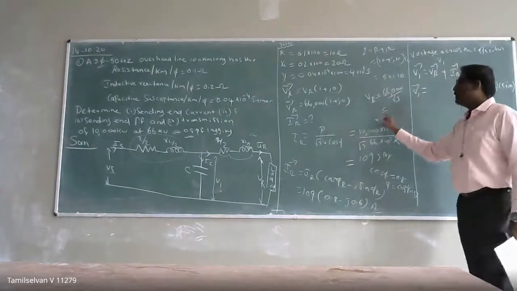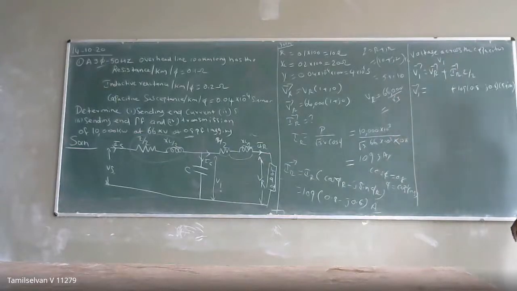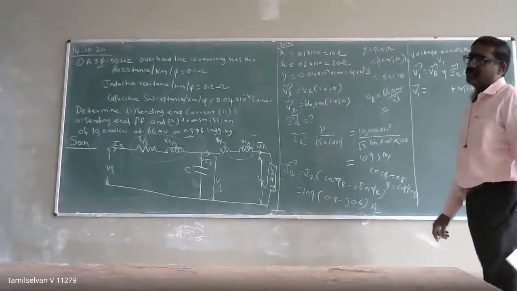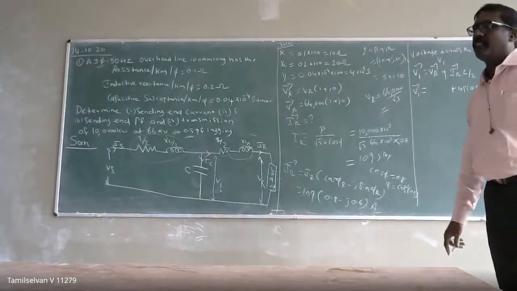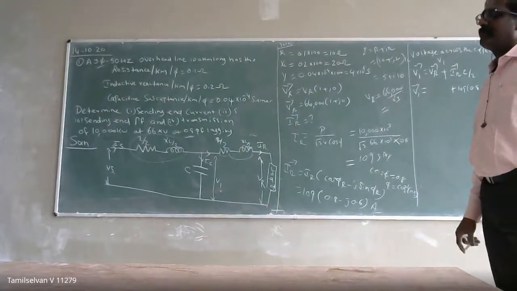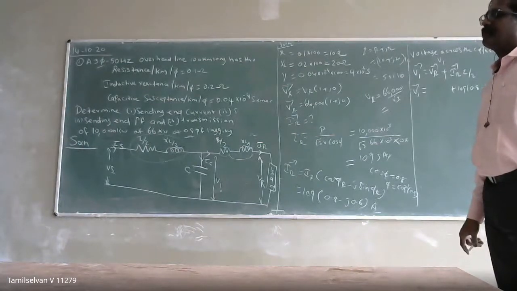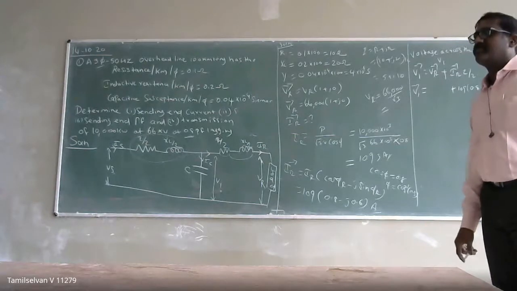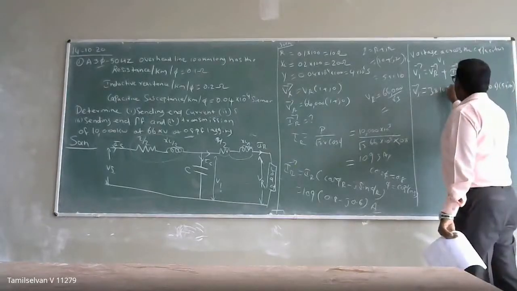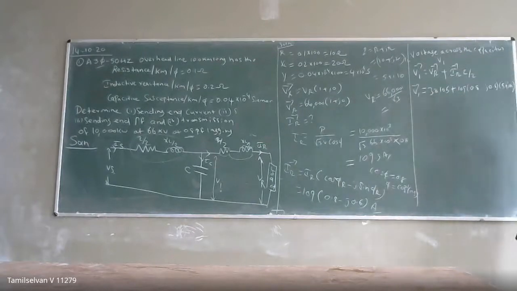How much are you getting? 66,000 divided by root 3. Someone unmute and give me the answer. 38,105. So that value you have to substitute here. That is your VR vector.